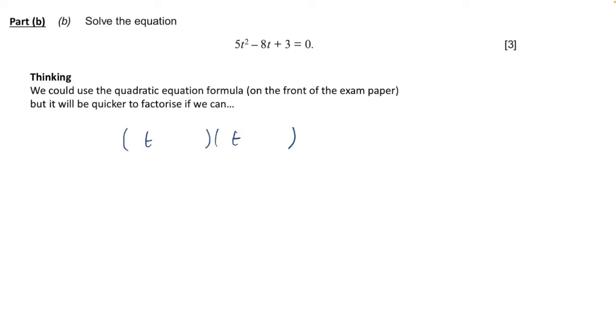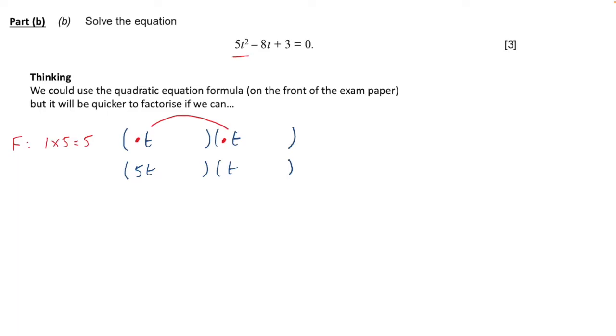Well, we're going to have brackets with something t plus or minus something, times something t plus or minus something. So if we look at the first terms, these are the t terms being multiplied together, they must give us our 5t squared. So what numbers could we have where those little blobs are? Well, the only two whole numbers that multiply to 5 are 1 and 5. So we'll go for that. So that gives us 5t in the first bracket and t in the second bracket.